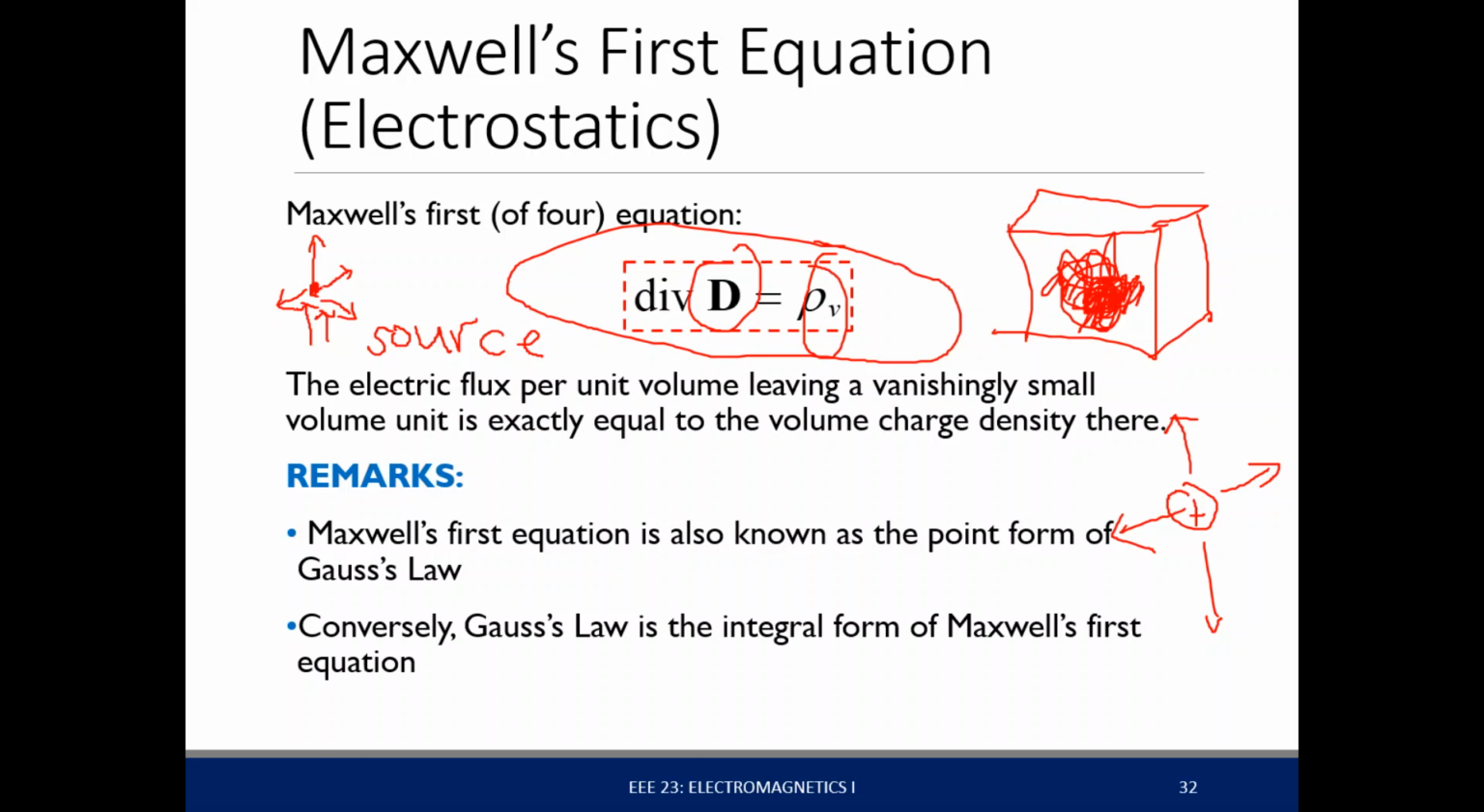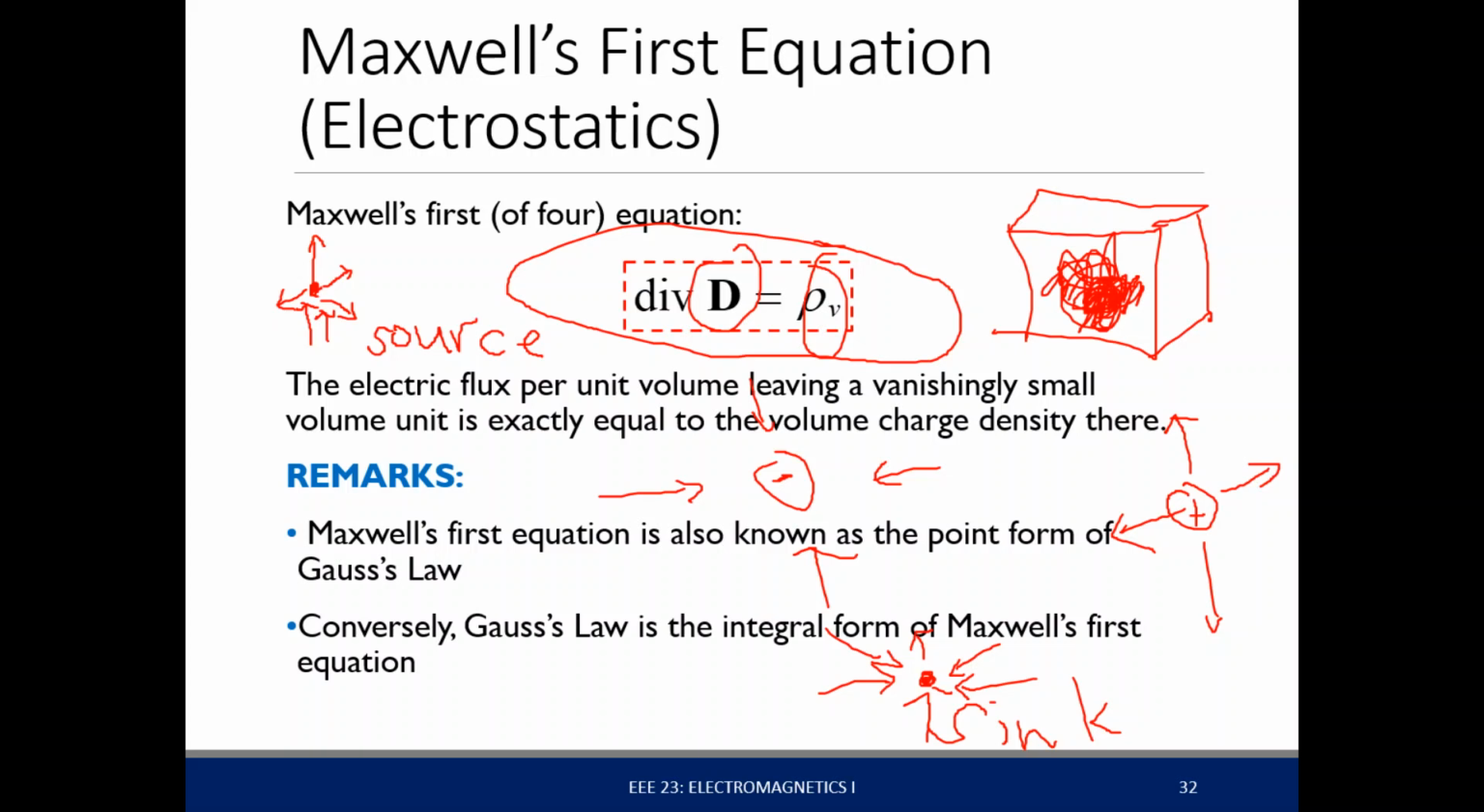Inversely, if it's negative, we know that the electric field is going into the negative charge. The negative charge actually absorbs electric field. So if you have a point with more flux lines going into the point rather than going out, the divergence at that point is negative, or it's kind of absorbing your electric flux. This is called a sink.